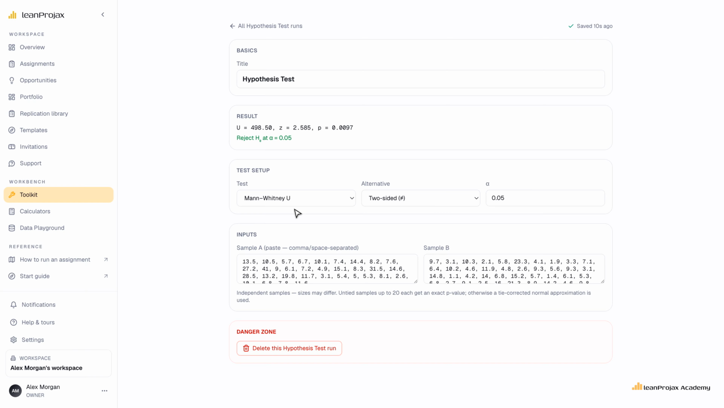the t-test makes. And read the note underneath, because this is the kind of detail that decides whether you can trust a number. Untied samples, up to 20 per group, get an exact p-value. Beyond that, the tool uses a tie-corrected normal approximation. Ours are 33 and 46 with repeated values. So it's the approximation. And the tool says so out loud, instead of leaving you to guess.